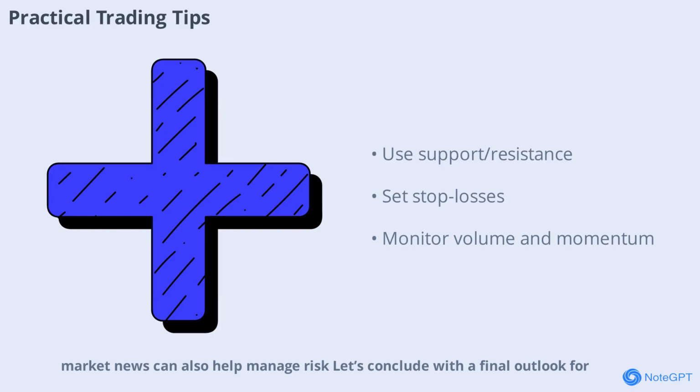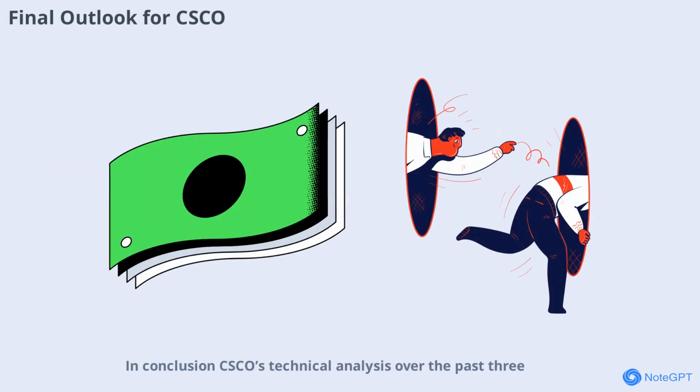Let's conclude with a final outlook for CSCO based on the current technical landscape. Conclusion: CSCO's technical analysis over the past 3 months paints a picture of strength and resilience. The stock is trending upward, supported by strong volume and positive momentum. While some short-term caution is warranted due to overbought signals and proximity to resistance, the long-term outlook remains favorable. By combining technical insights with sound risk management, traders and investors can navigate the current market environment with greater confidence.